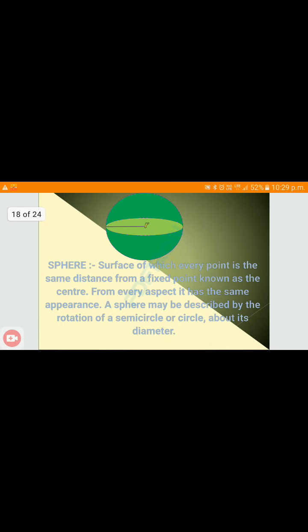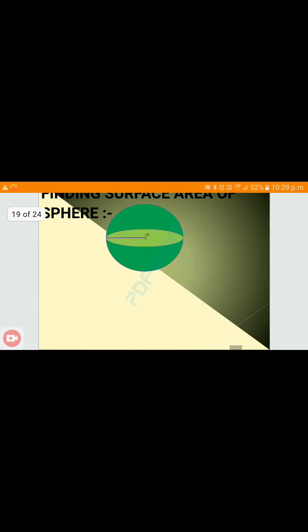After that, sphere will come, and you can see the examples of a sphere are laddu and bowl, and it is formed when you rotate a semicircle or circle about its diameter, you will get sphere or hemisphere. So what is the surface area of a sphere? That is 4 pi r square. In it there is no total or curved surface area. That is only 4 pi r square. Both areas are same.